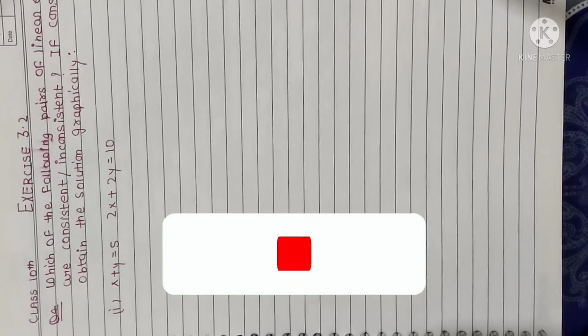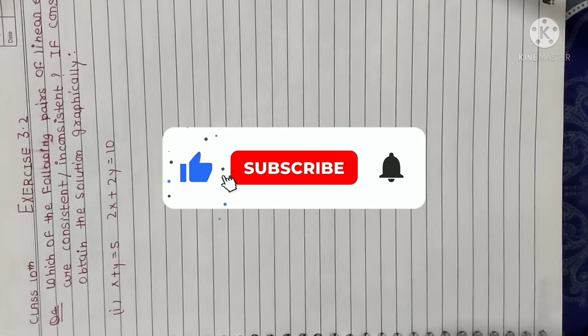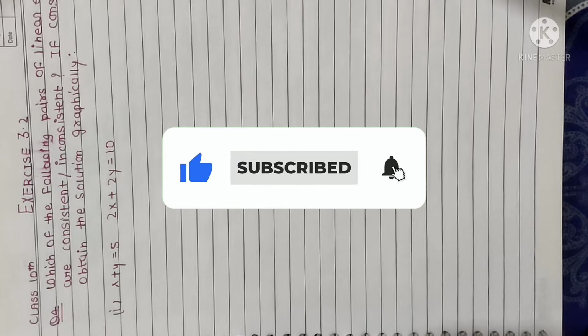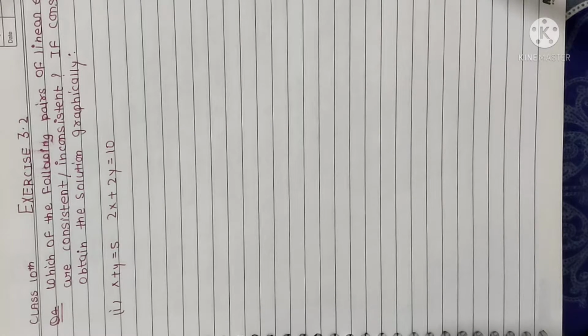So today we are going to discuss question number 4 of exercise 3.2. The question is, which of the following pairs of linear equations are consistent or inconsistent? If consistent, obtain the solution graphically.